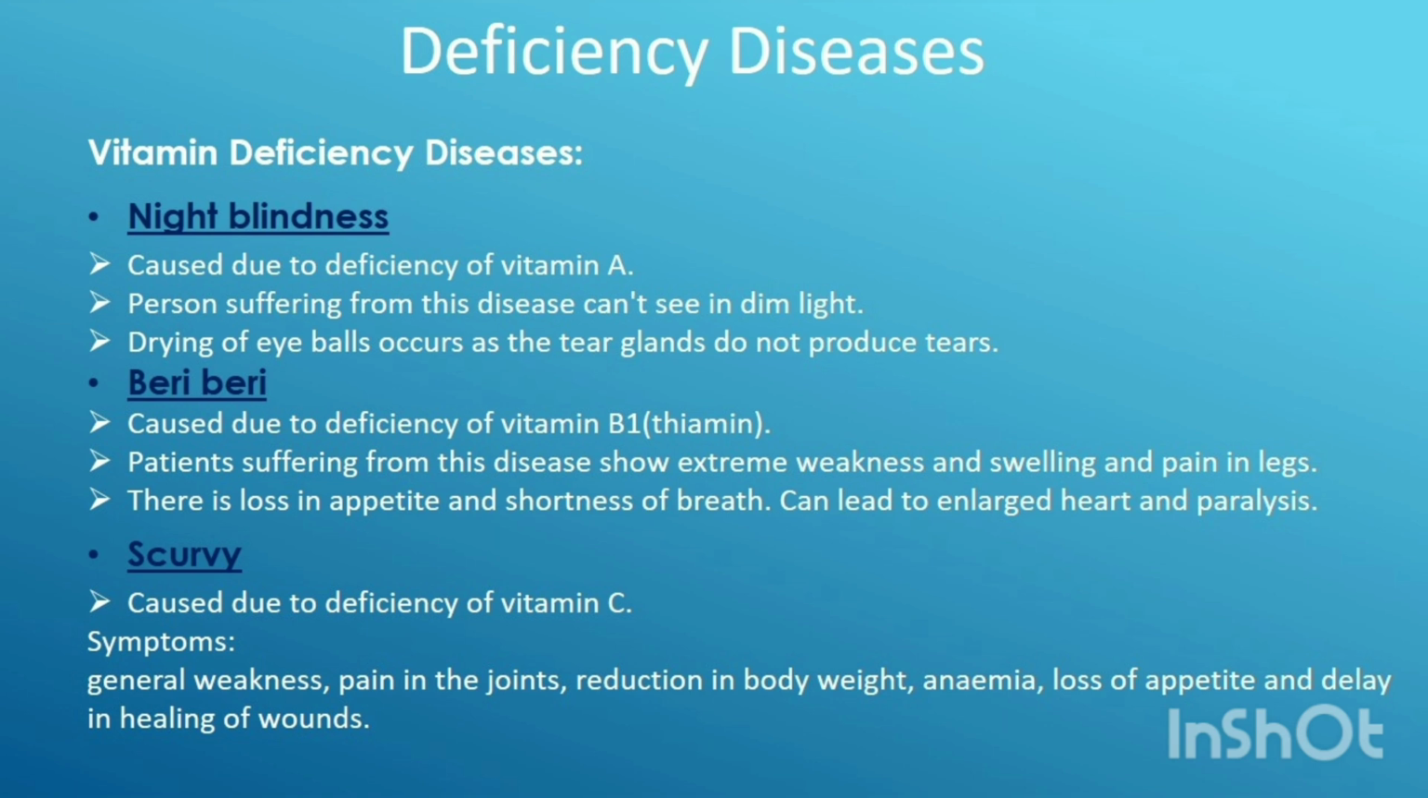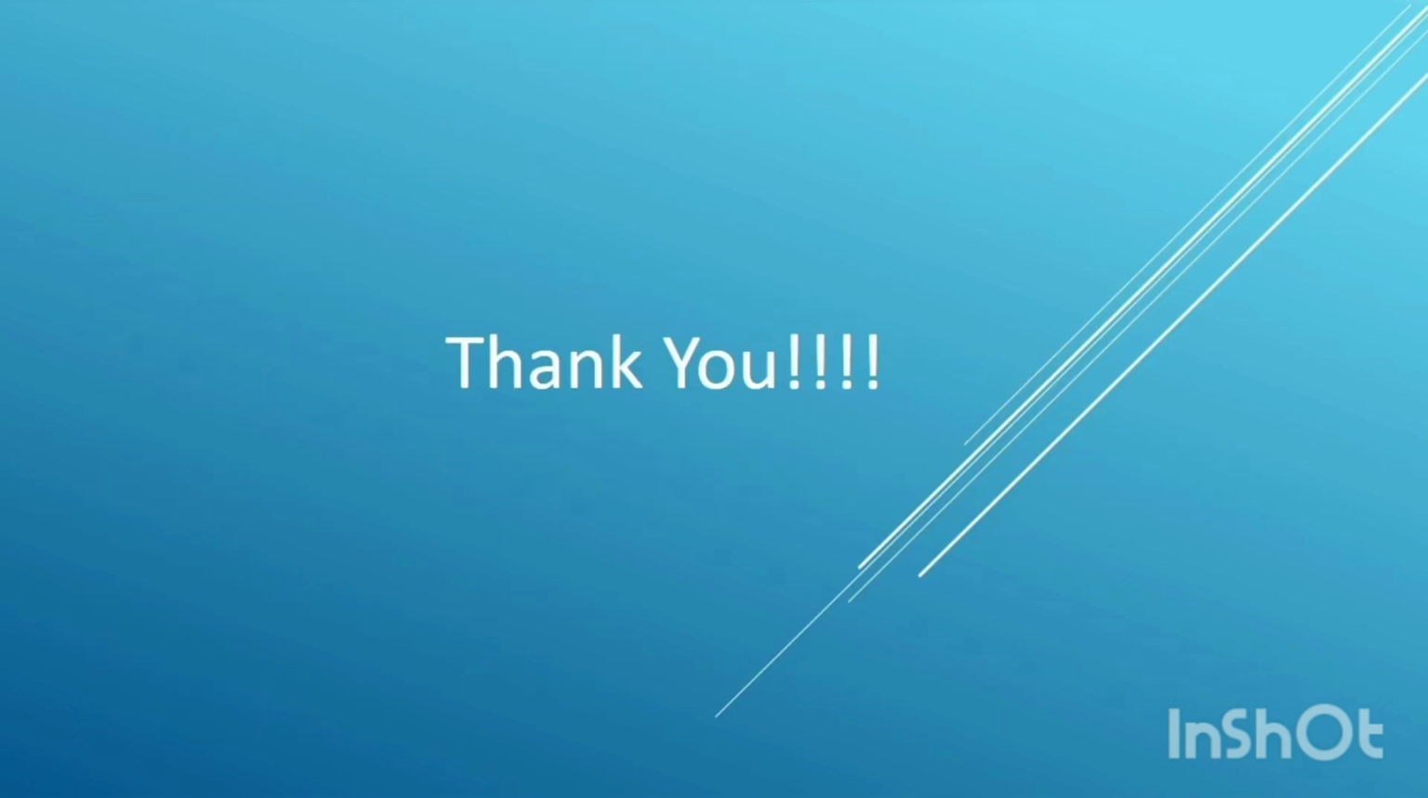The last one is scurvy. Scurvy is caused due to deficiency of vitamin C. Symptoms of scurvy are general weakness, pain in the joints, reduction in body weight, anemia, loss of appetite, and delay in healing of wounds. Preventive measures for this is to consume oranges, grapes, lemons, fruits, tomatoes, mangoes, amla and all green leafy vegetables. With this, we have finished chapter 2.